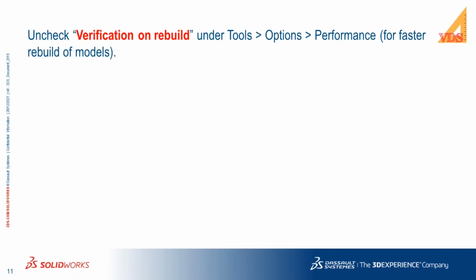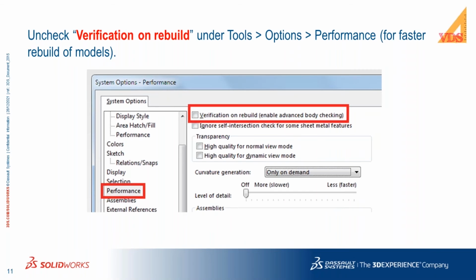The next one is verification on rebuild. This option is usually used when you are working with complex geometries, or geometries with organic features, and you want to make sure that there is no error after the rebuild. But unless you want to do that, it's always good to uncheck this option, which means the model rebuilding time will be reduced. You can find this option under the performance tab in the system options, and you can uncheck it.